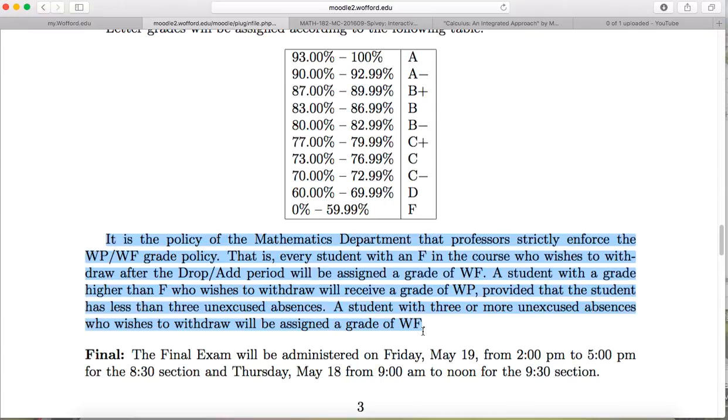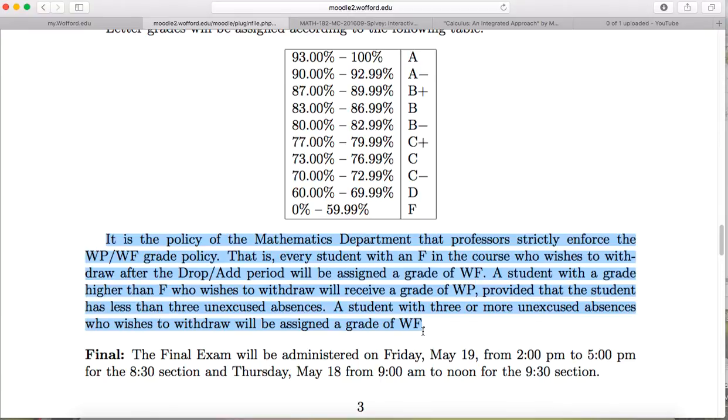So just a word of explanation if you don't know what all that means. If you need to withdraw in the middle of the semester from a course and you're passing the class, you'll be assigned a grade of WP. That means withdraw passing. That shows up in your transcript but does not affect your GPA in any way whatsoever. A WF is assigned if you are currently failing the class and you want to withdraw from that class. That shows up in your transcript, and it counts as an F towards your GPA.